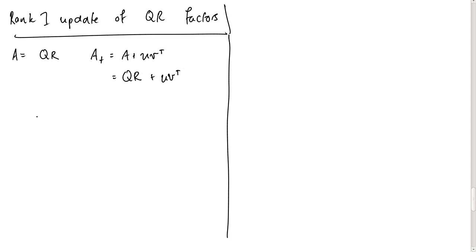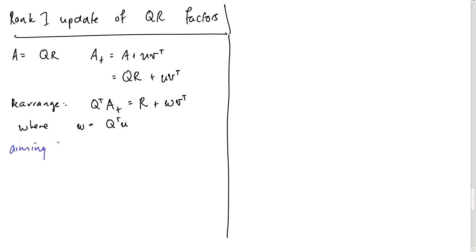Okay, now I'm just going to rearrange this slightly to make life a bit easier. Basically, I'm going to put the orthogonal part on the left. So we'll get Q transpose A plus, subscript plus, equals R plus W V transpose, where W equals Q transpose U. Okay, now what we're aiming for is A plus equals Q plus R plus. That's where we want to go. We want to find out what Q plus and R plus are for our rank 1 updated A.